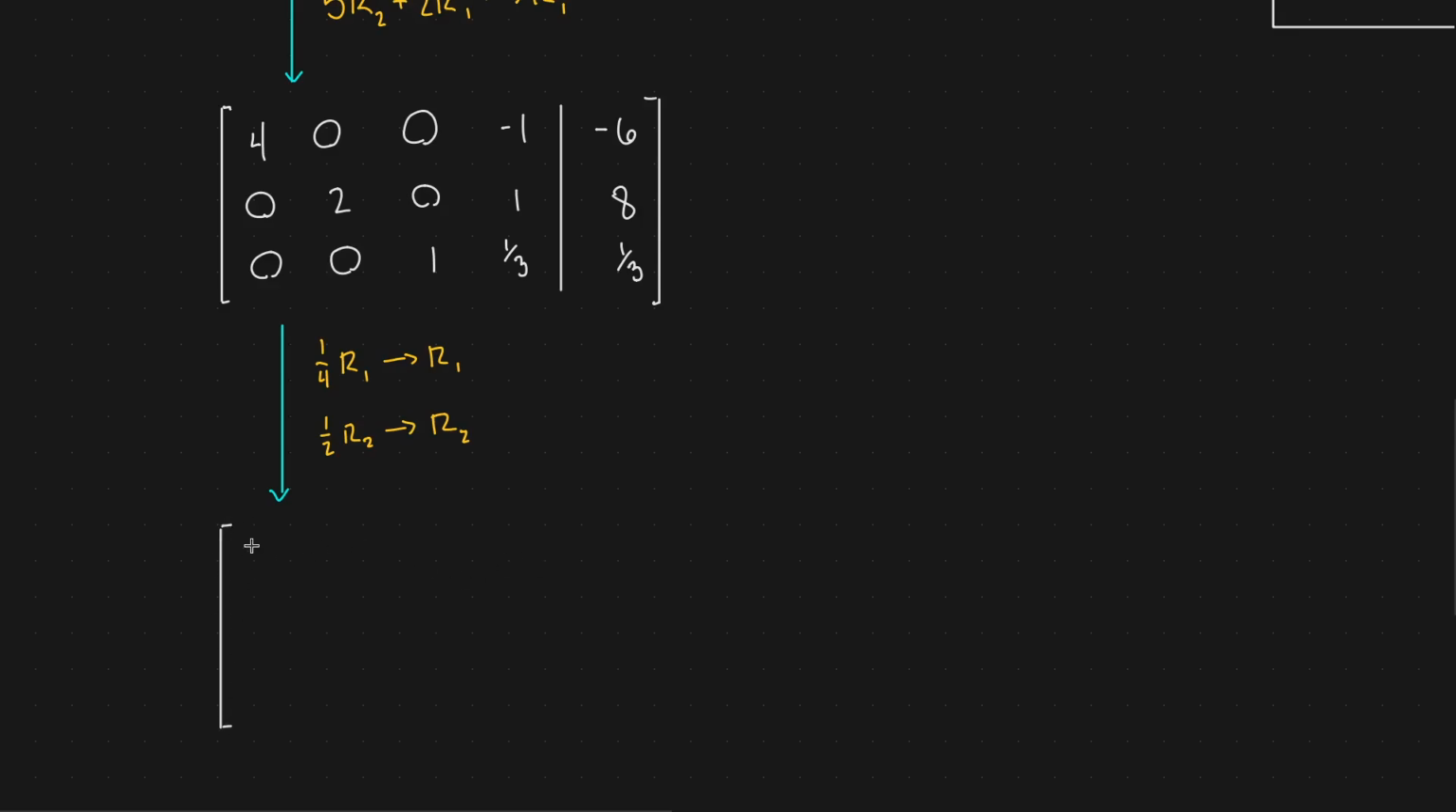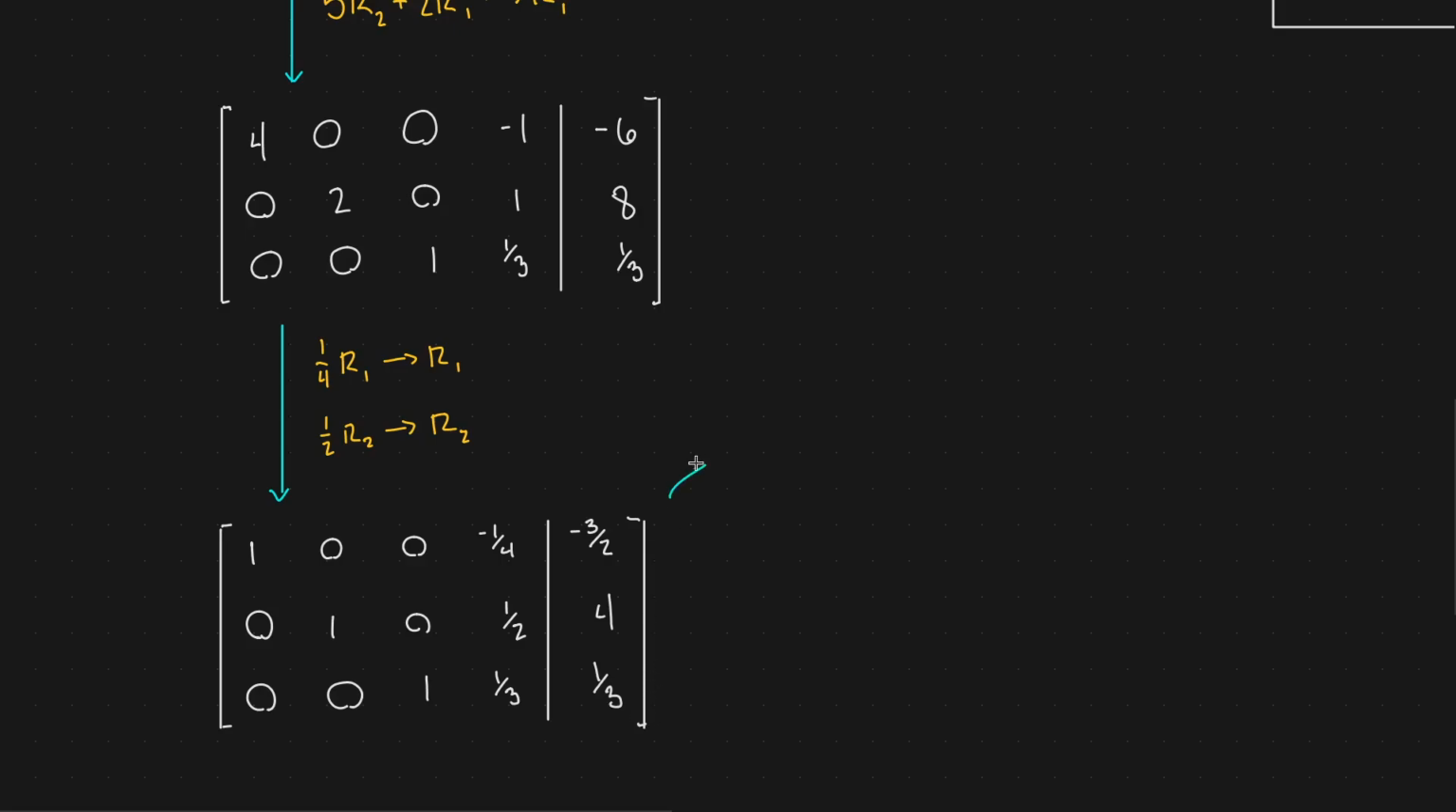So row 1 becomes 1, 0, 0, negative 1/4, negative 3/2. Row 2 becomes 0, 1, 0, 1/2, 4. And row 3 becomes 0, 0, 1, 1/3, 1/3. Row 3 stayed the same. Okay, this is now in reduced row echelon form.